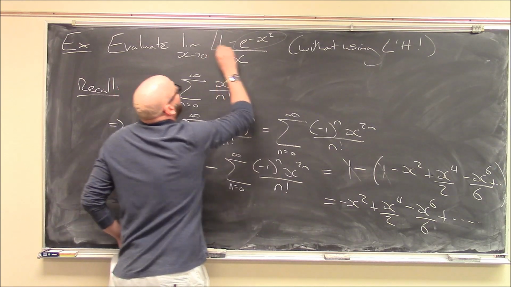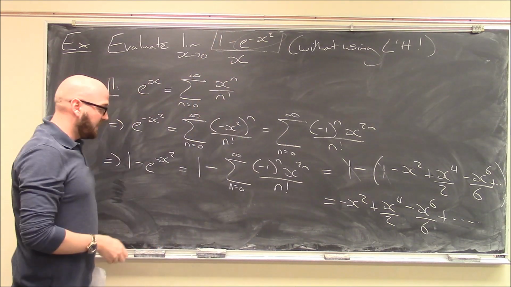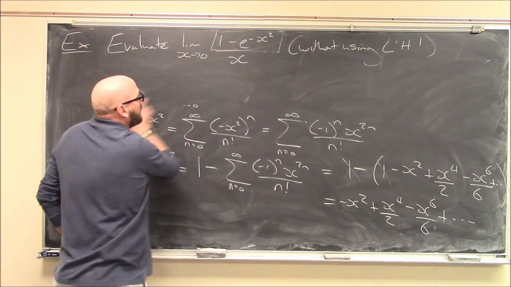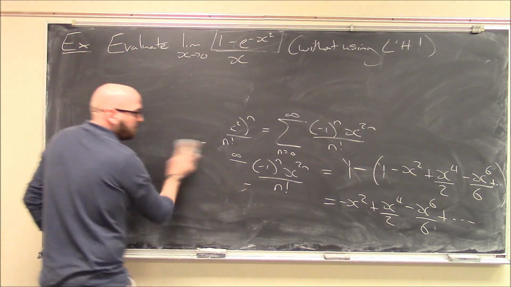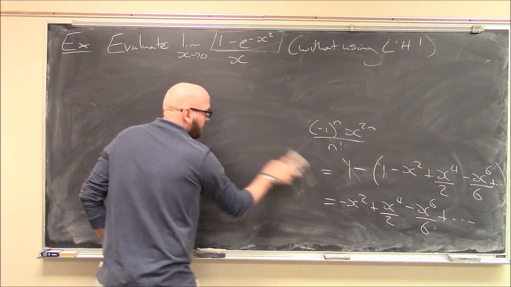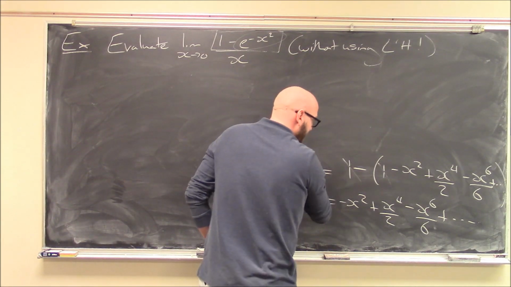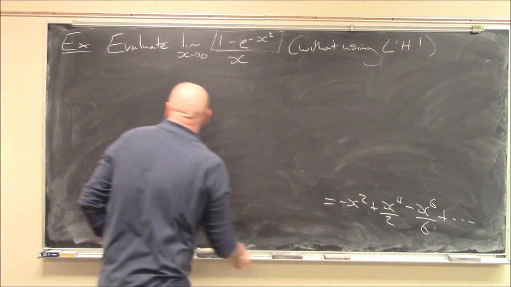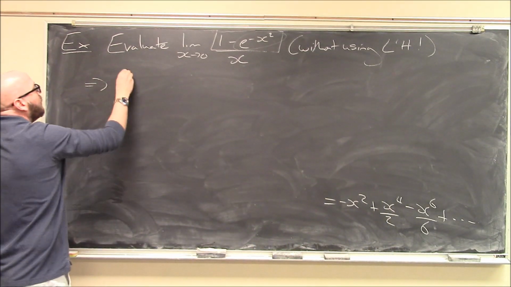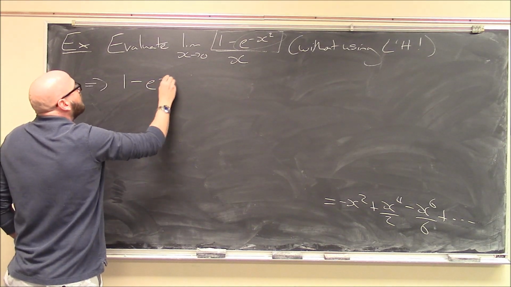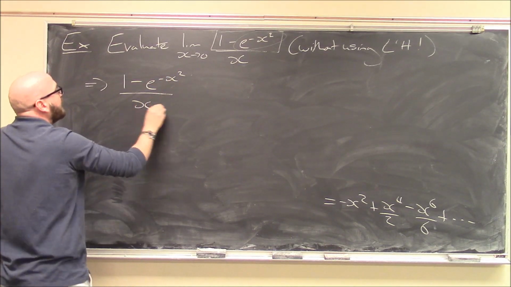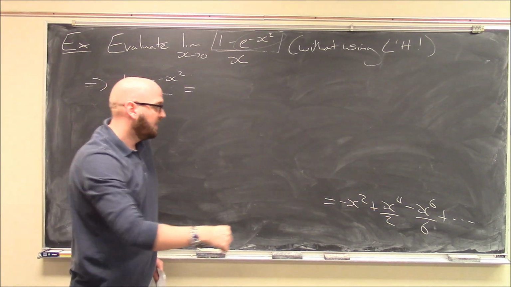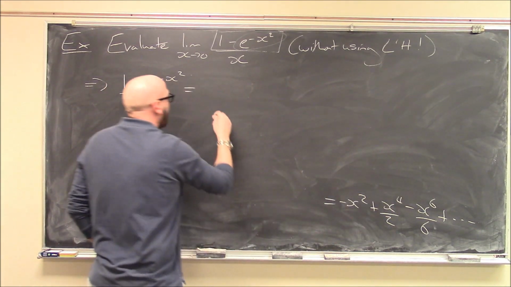Okay, so there's a power series expression for the numerator, 1 minus e to the minus x squared. The last thing I'm going to do is just divide by x. So I'll save this. This means 1 minus e to the minus x squared over x is all this stuff divided by x. So divide each term by x. What am I left with?